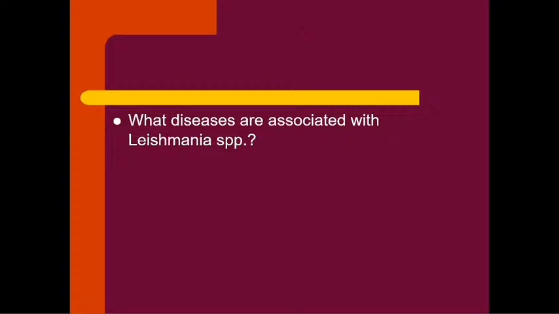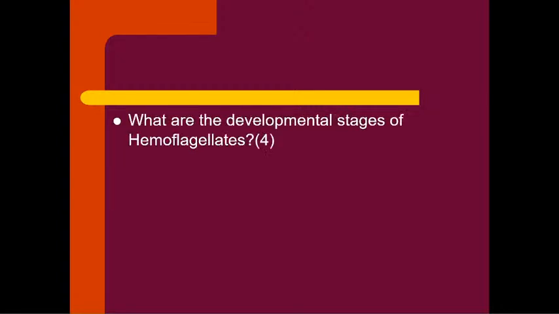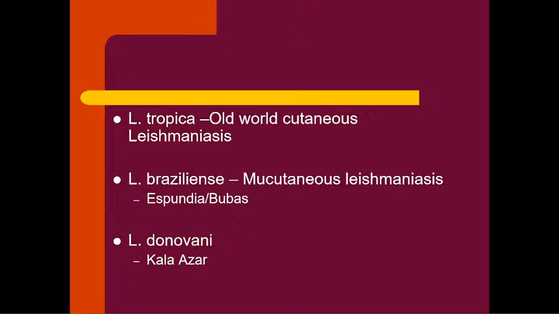So what diseases are associated with Leishmania? We're going to talk about Leishmania now. Leishmaniasis, of course. Pero sir, bakit per species? Because we have the New World and the Old World. Please don't forget, Leishmania tropica causes the Old World cutaneous leishmaniasis, and Leishmania brasiliensis causes the New World mucocutaneous leishmaniasis, or another terminology for that one is espundia or bubas, for your reference.